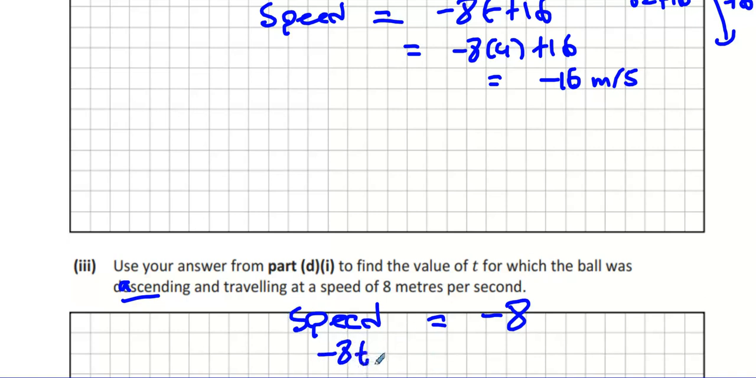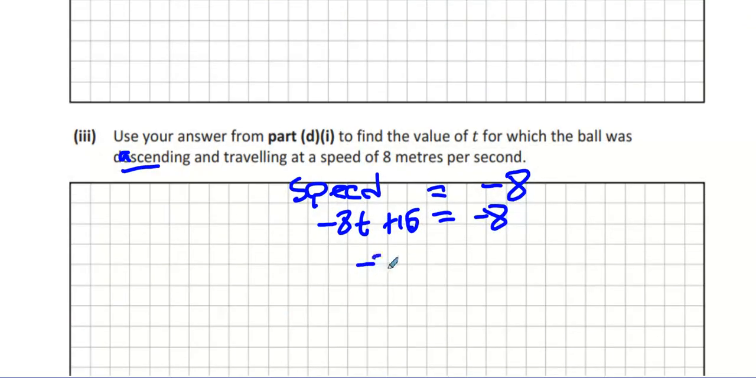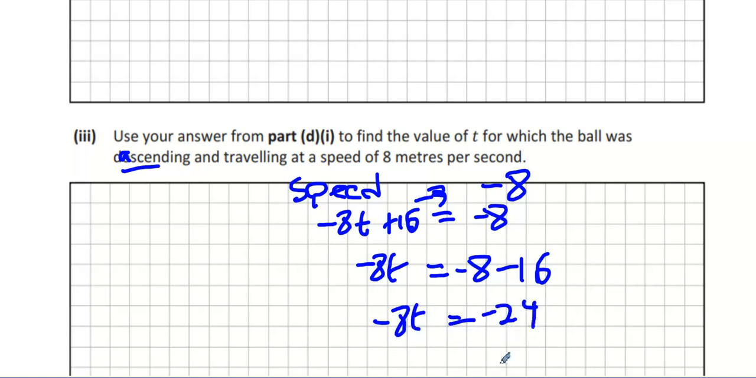And we know the formula for speed is minus 8t plus 16 equals minus 8. So therefore, it's minus 8t, bring the 16 over the other side. It goes minus 8 minus 16 is minus 24. And then t value is minus 24 divided by minus 8. That'll be a t value of 3 when it's descending with a speed of minus 8.